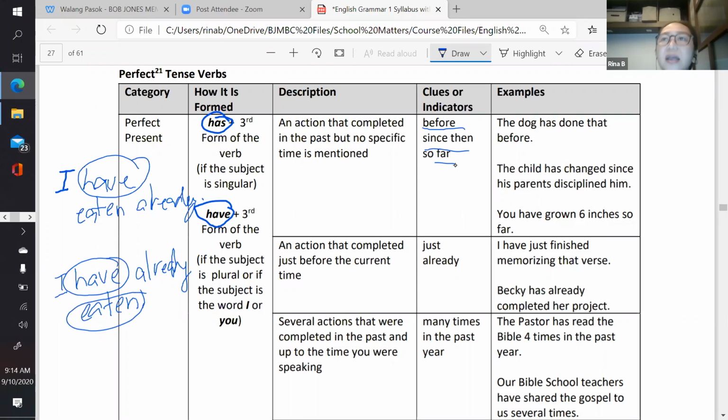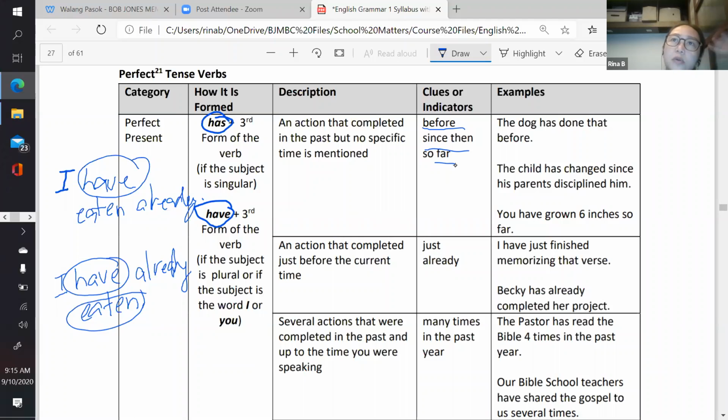The dog has done that before. So we know that whatever the dog did, it's already finished. We just don't know when in the past it finished. Yeah. The child has changed since his parents disciplined him. Since that time. But we don't know exactly when. Was it yesterday? Was it January 1, 2020? Okay. You have grown 6 inches so far. Okay. Again, there's a time reference in the past, but not an exact time reference in the past. So far. Yeah.